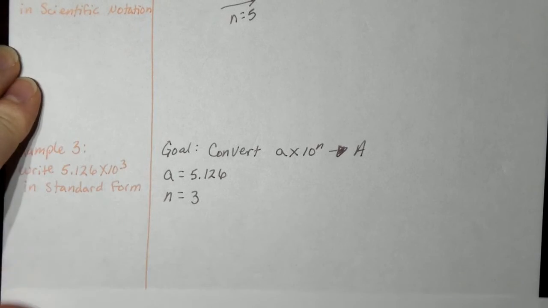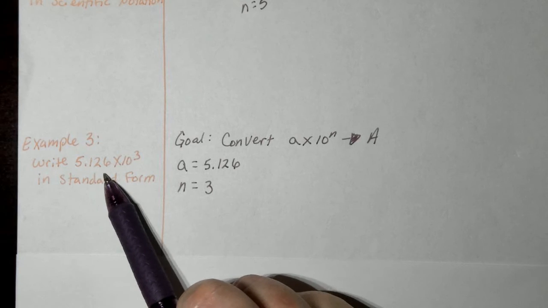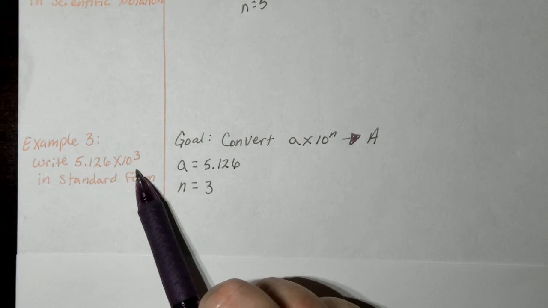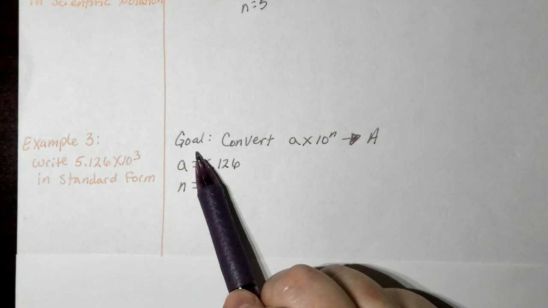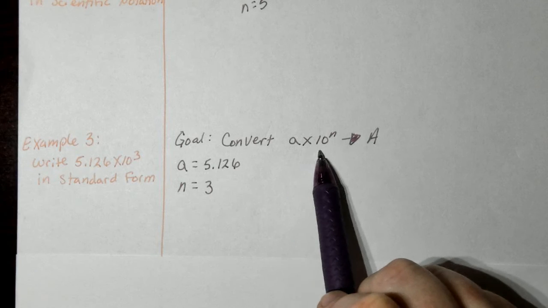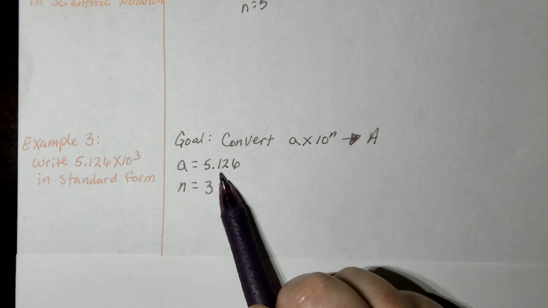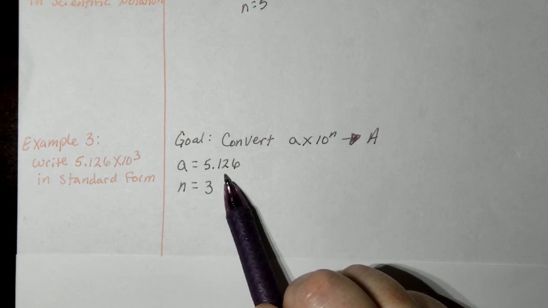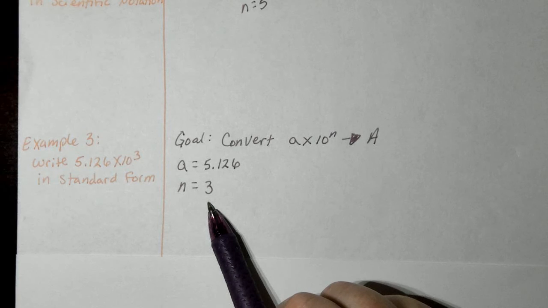Okay, example number 3. I'm going to write 5 and 126 thousandths times 10 to the third power into standard form. So I've started out by writing my goal. My goal is to convert from a times 10 to the n into capital A. So I started by writing my a, which is 5 and 126 thousandths, and my n, which is 3.